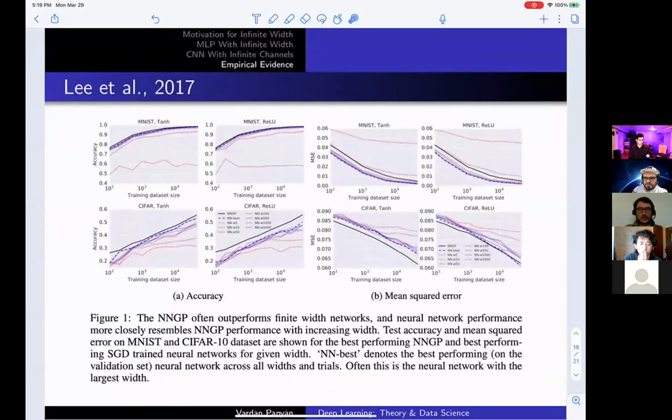The point of this is that they're interested in comparing how well an infinite width network behaves compared to a finite neural network. What you can see, and what they want you to see, is that for the most part, in the case of accuracy, in some cases like CIFAR ReLU, their infinite width network is performing better than deep networks. But in other cases, like MNIST-ReLU, they're performing the same.